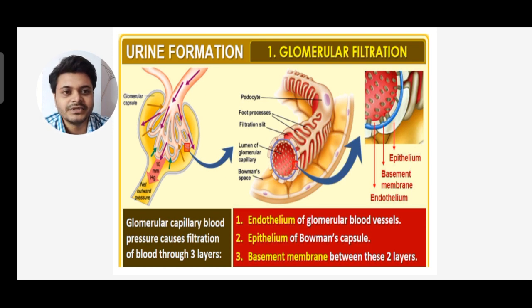Glomerular capillary blood pressure causes filtration of blood through three layers. What are the three layers? One is endothelium, epithelium, and basement membrane: the endothelium of the glomerular blood vessels, the epithelium of Bowman's capsule, and the basement membrane between these two layers. You can see the epithelial cells, basement membrane, and endothelium. You can see the podocyte cells, the Bowman's space, and the lumen of the glomerular capillary.